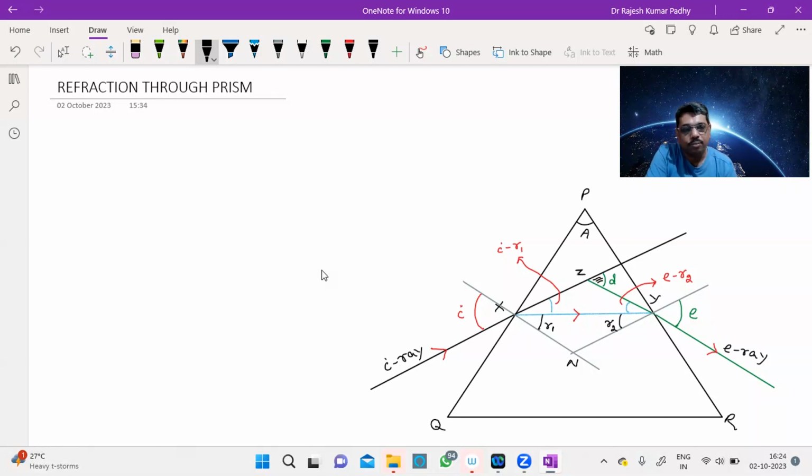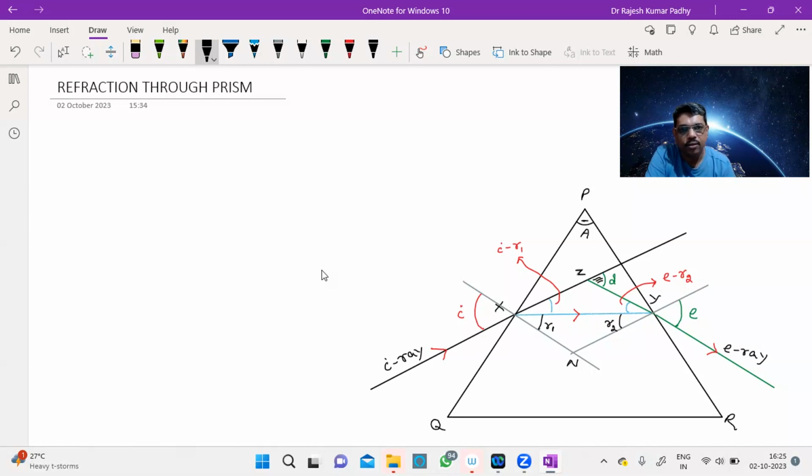Now, let us calculate the relation among them. I is the angle of incidence at X. R1 is the angle of refraction at the first surface, that is at X. R2 is the angle of incidence at Y. I could have written I2, but I have written R2 for a specific purpose. When it comes out of the prism, this is the second angle of refraction, that is E, the angle of emergence. This D is the angle of deviation, and A is the angle of prism.